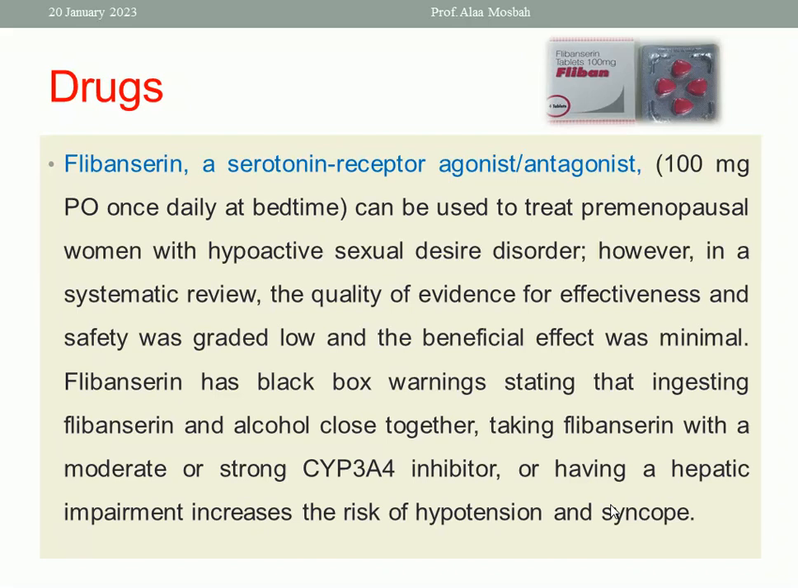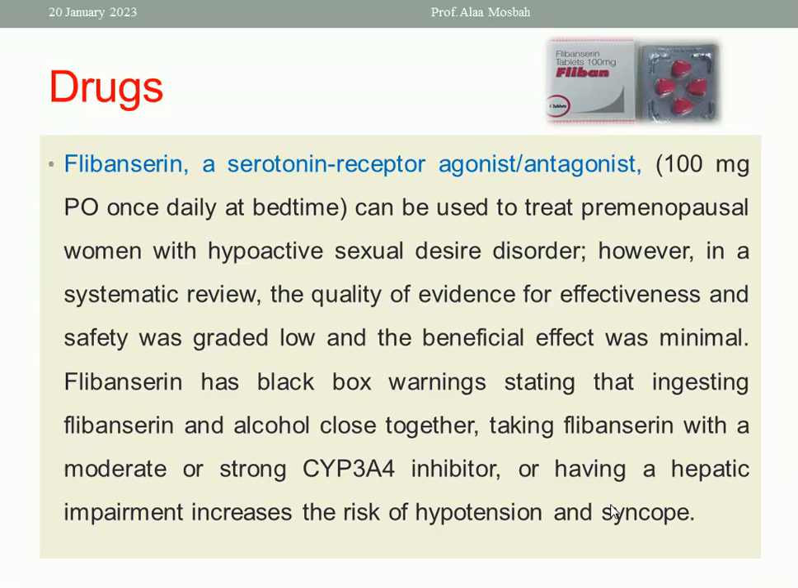Again, among the drugs used for female sexual dysfunction, flibanserin is a serotonin receptor agonist and antagonist. It can be given in a dose of 100 milligram orally once daily at bedtime. It is used for premenopausal women with hypoactive sexual desire disorder. However, in a systematic review, the quality of evidence for effectiveness and safety was graded low, and the beneficial effect was minimal.